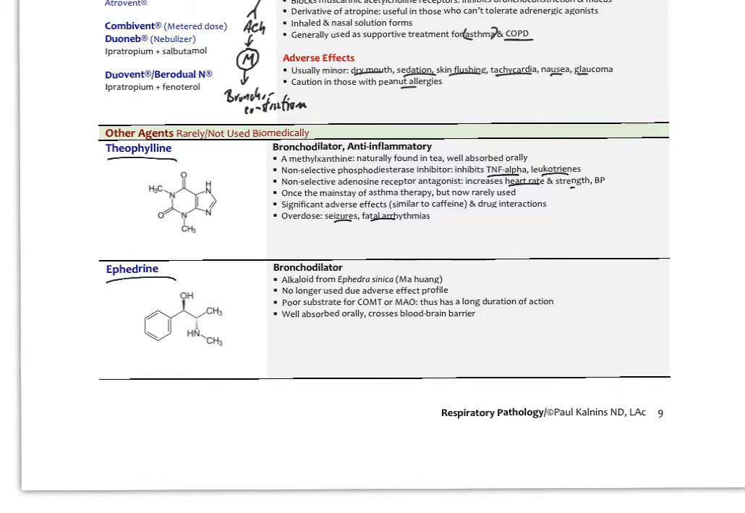Ephedrine, this is a bronchodilator. Again, this is the alkaloid from mahuang, from Ephedra sinica. This again is no longer used as primary treatment because of all the adverse effects. This one also crosses the blood-brain barrier, so it can have effects on the central nervous system, not just the peripheral nervous system. Okay, so those are bronchodilators.